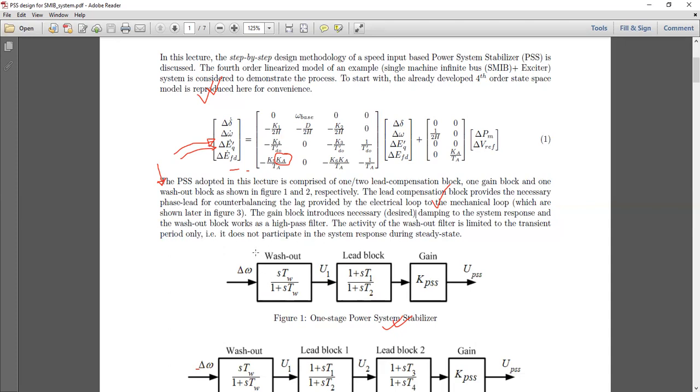The third block is the washout block. Its job is simply, it would work as a high pass filter. Or in another way to say it, whenever the system is in a transient condition, this will work. However, whenever the system transient dies out, then it shouldn't do anything. It shouldn't interfere with the dynamics of the system. So that's why the name is washout block. Okay, it works simply as a high pass filter.